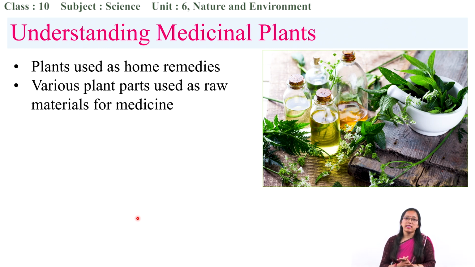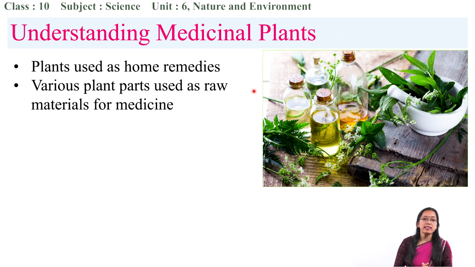How to understand these medicinal plants? What are medicinal plants? How to define them? We can say that plants used as home remedies for various kinds of diseases are called medicinal plants. Various plant parts are used as raw materials for medicine, while preparing various types of Ayurvedic medicines. We find them in the market also, in different bottles, in the form of powder, liquid, even tablets. They prepare those medicines by using the different parts of the plants.